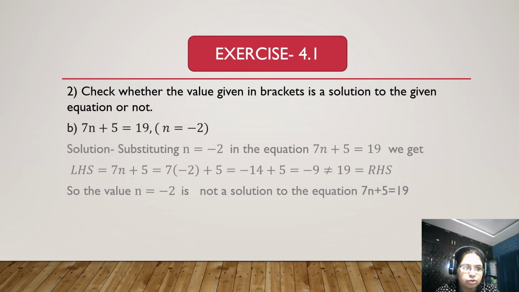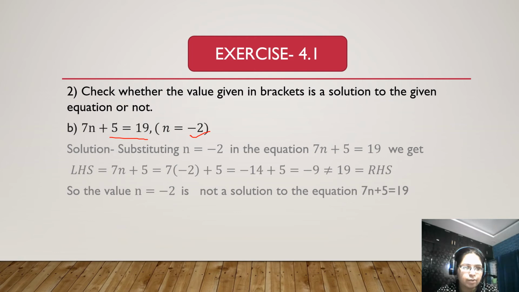Now we solve question number 2, bit B. 7n plus 5 equal to 19. This is the equation and the value of n is given as minus 2, n equal to minus 2. We have to check whether the value n equal to minus 2 is a solution for this equation 7n plus 5 equal to 19 or not.